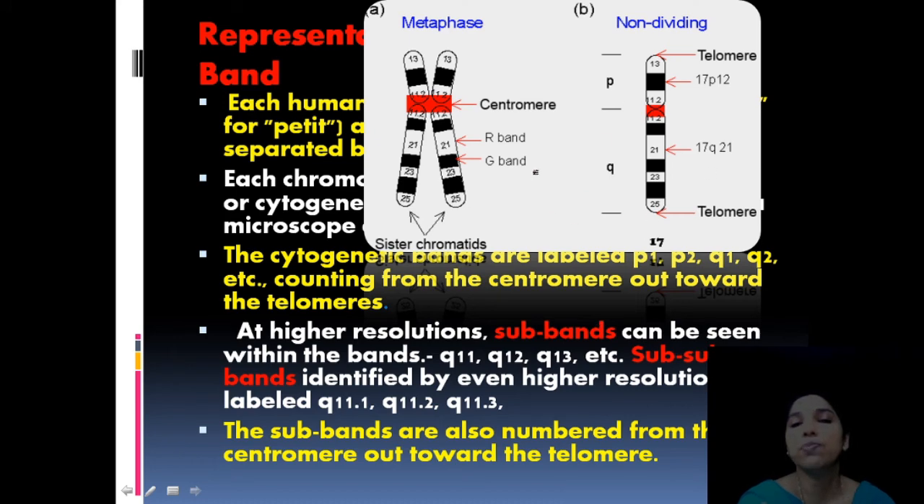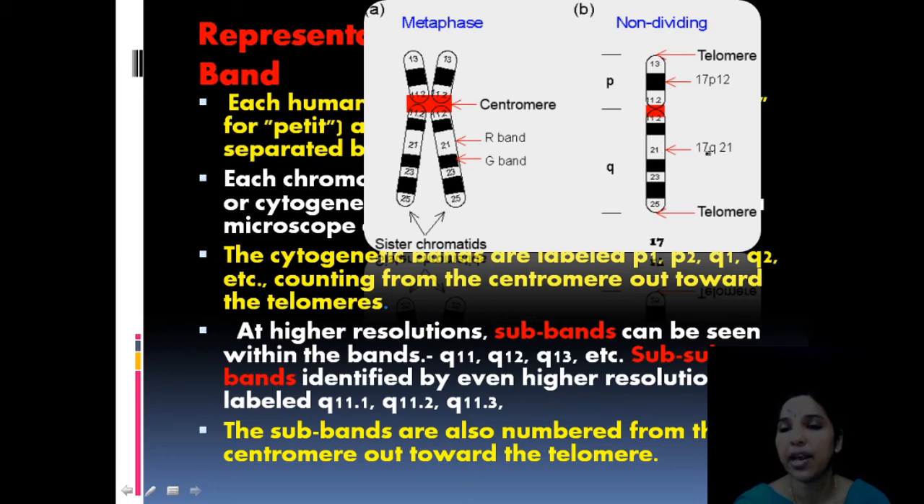Look at this picture. You can see this is the centromere region, this is the P arm, and this is the Q arm. There are G bands and R bands marked here, and see how it is labeled. This is the chromosome P arm, this is the Q arm; long arm is Q, short arm is P. Then, this band is on chromosome number 17.